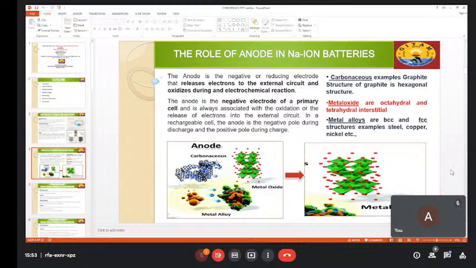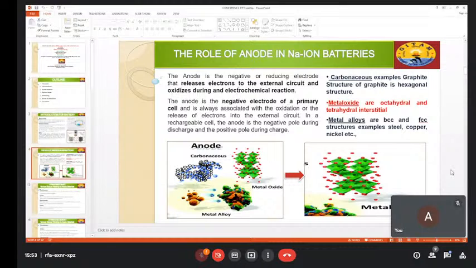The anode materials come in different kinds: carbonaceous materials, metal alloys, and metal oxides. Carbonaceous materials, for example graphite, have a hexagonal structure. Metal oxides, for example germanium oxide and titanium oxide, have octahedral and tetrahedral crystalline structures. Metal alloys, with nickel, steel, copper, etc., have cubic structures like BCC and FCC.